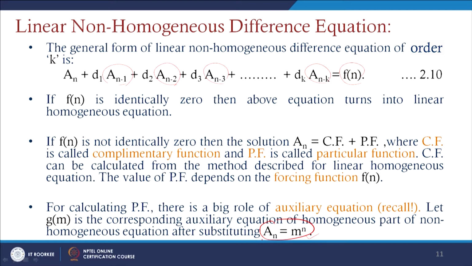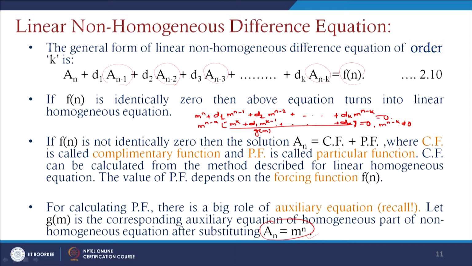If we put a_n equals m to the power n, we can reduce this polynomial to the form a m to the power n plus d_1 m to the power n minus 1, d_2 m to the power n minus 2, plus up to d_k m to the power n minus k, equals 0. Taking m to the power n minus k, the lowest order term of m, common, we can write this as a m to the power k plus d_1 m to the power k minus 1 up to d_k equals 0. Since m to the power n minus k is not equal to 0, we consider this polynomial of degree k, which we write as G(m) equals 0.